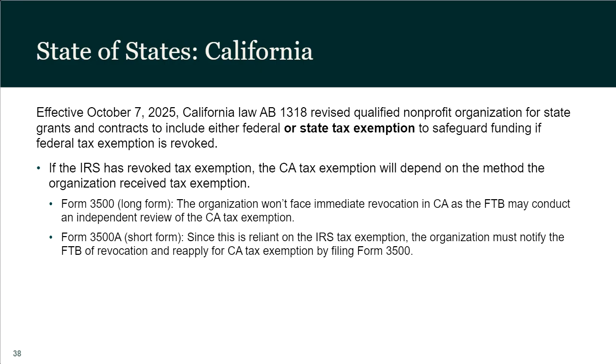For the state of the states, California, I'm just going to go over that really quickly. There is a new safeguard in place to protect what's considered a qualified nonprofit organization, to also include a state tax exemption in California. So depending on how you obtained your exemption, whether it's through the long form, Form 3500 or 3500A, you could still retain your California exemption even if the IRS has revoked your tax exemption. And that concludes our presentation for today.